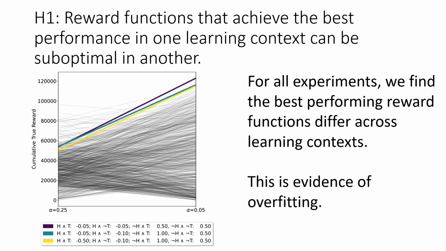For all experiments, we found that the best performing reward functions differ across learning contexts, in support of hypothesis 1. The best reward function changes with the hyperparameters, as shown here with the learning rate, and it also changes with the choice of algorithm too.